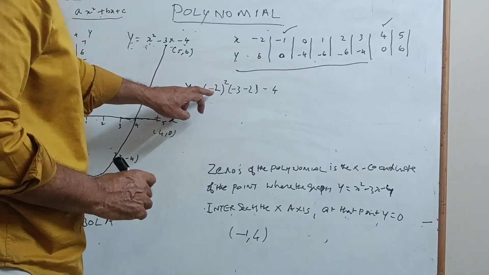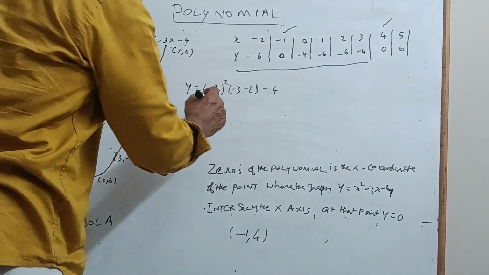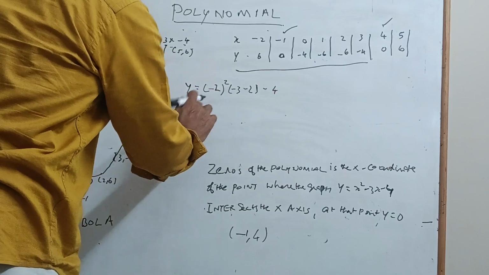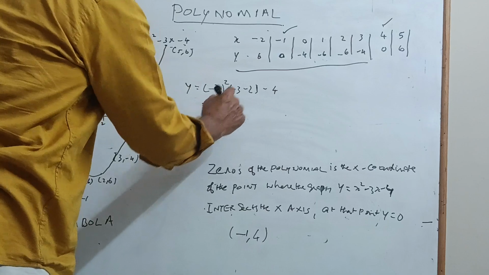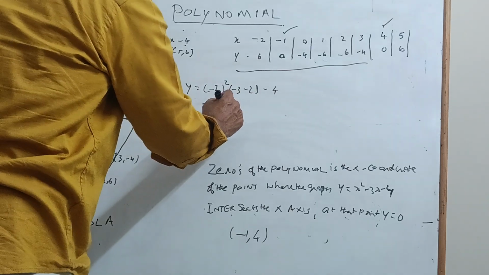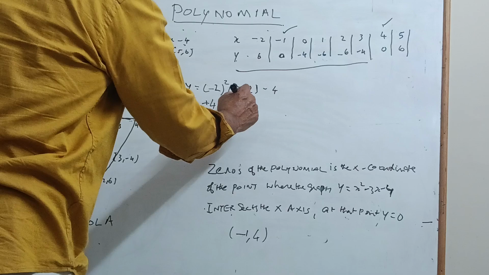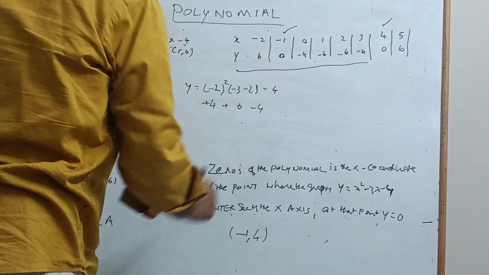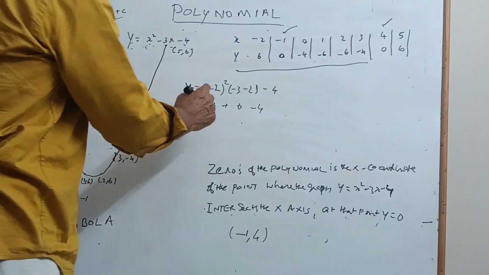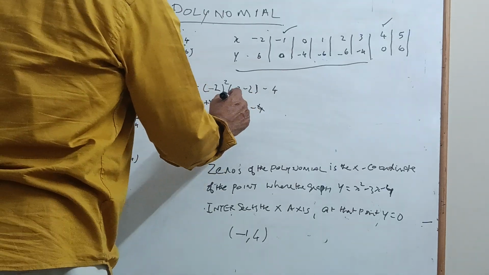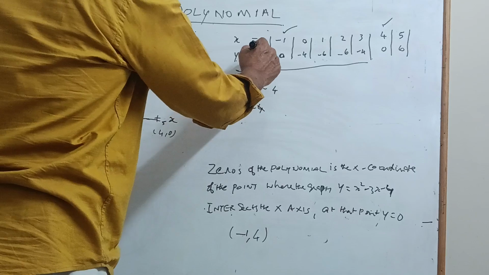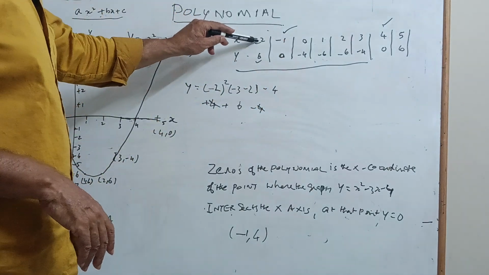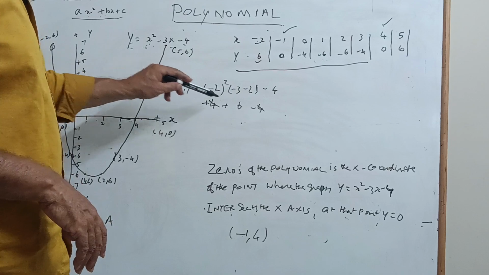So what happens? This minus 2 into minus 2 becomes 4, plus 6 and minus 4. So what happens? This 4 and 4 get cancelled. So you get a value of 6. So if you put minus 2 here, you get a value of 6.